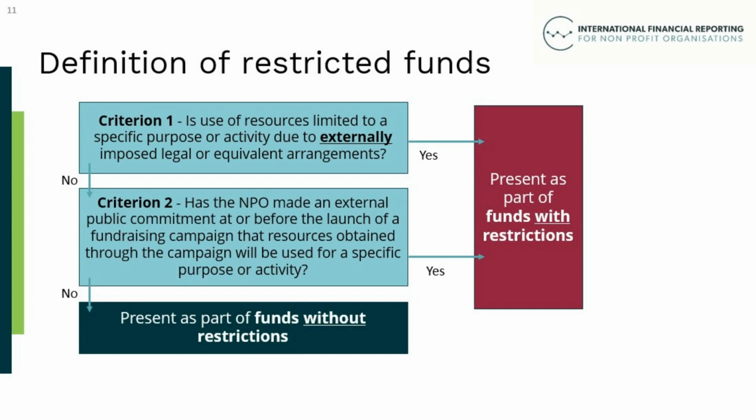The second criterion is whether an NPO has externally communicated a commitment that the resources raised through a fundraising campaign will be used for a specific purpose. This public commitment must be made at or before the launch of the fundraising campaign. If the campaign has created a reasonable expectation that the resources raised are only to be used for a specific purpose, then the fund is to be treated as a fund with restrictions. It is possible that an NPO has many individual funds that have restrictions.